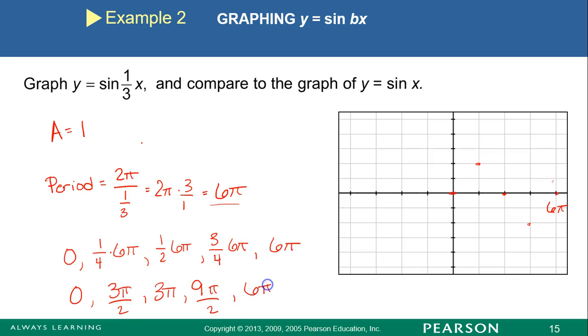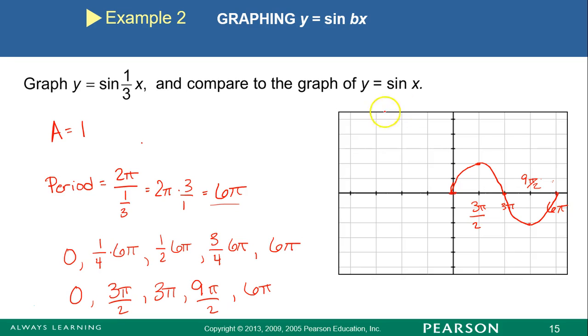So these 5 values represent your x values that you need to label on your graph for one full period. This is 3 pi/2, and that's 3 pi, and this is 9 pi/2. And now just draw your sine wave through all of those maximums and minimums and x-intercepts. And we are done. So that's graphing one full period.